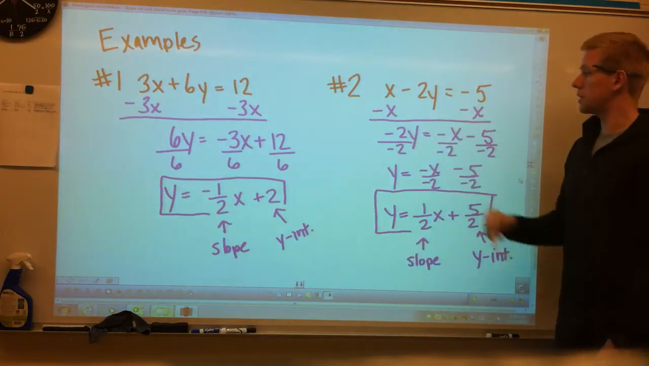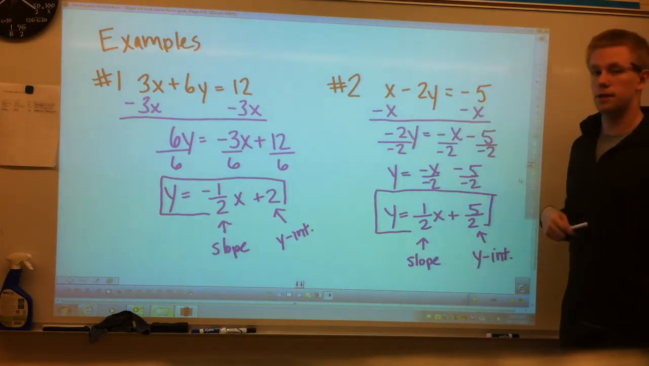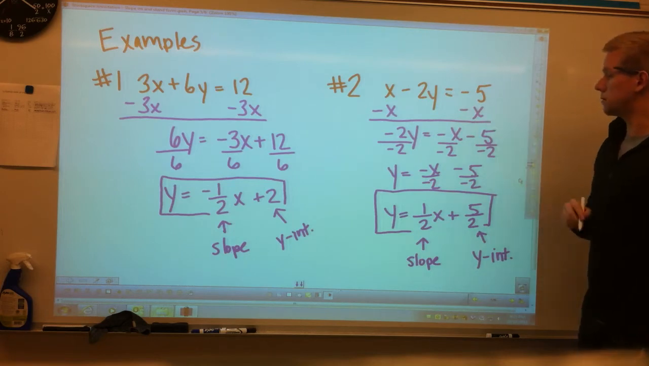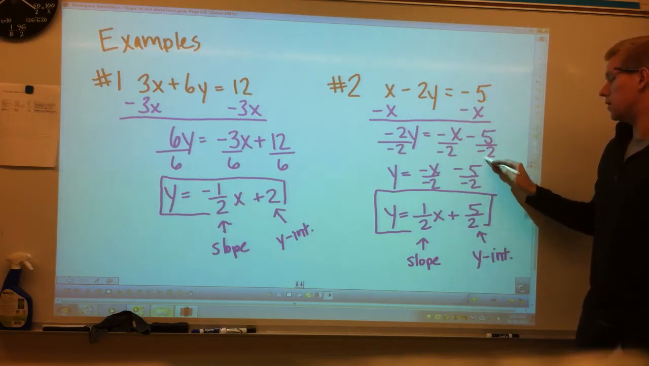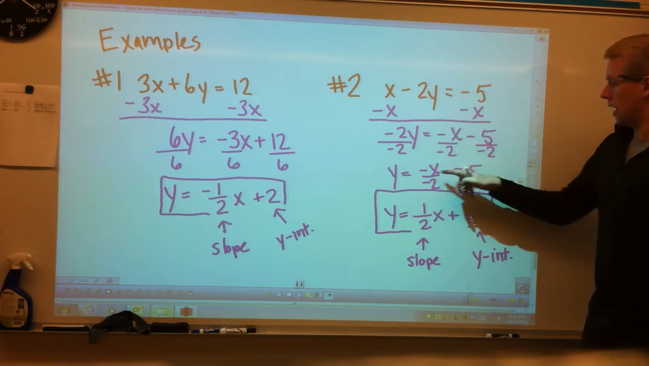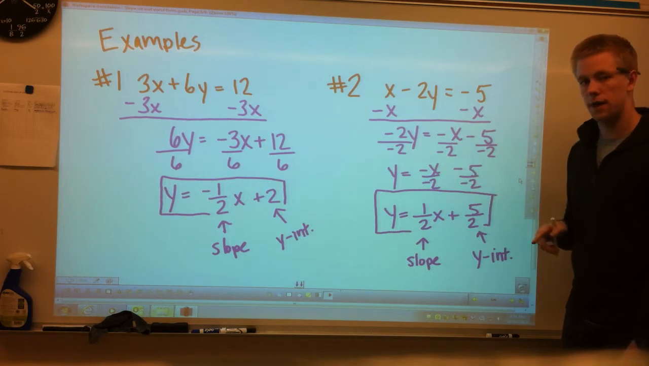Okay. Number 2, this time I don't have anything in front of my x, so I'm going to do the same process, same steps. Subtract x from both sides. You're left with -2y equal to -x minus 5, divided by -2. When I do that, I set myself up right here just to see what I had left. I have -x divided by -2. There's an imaginary 1 in front of that x.